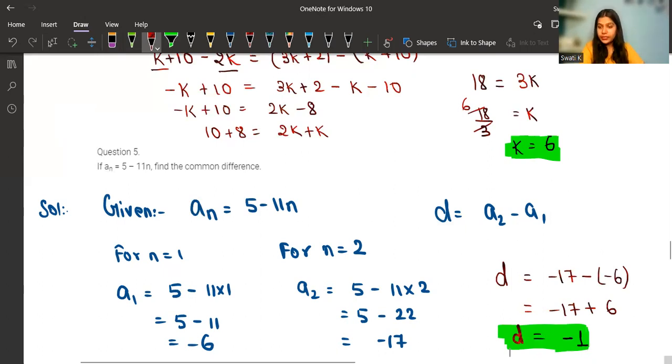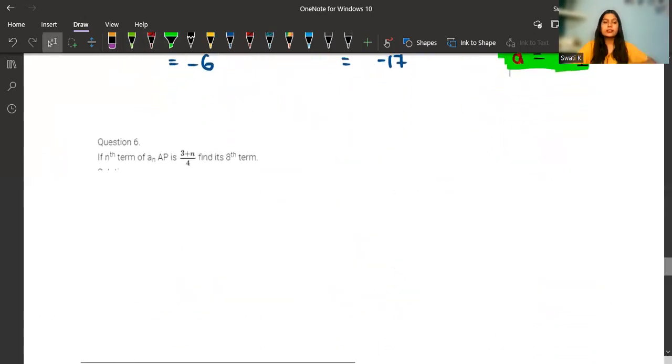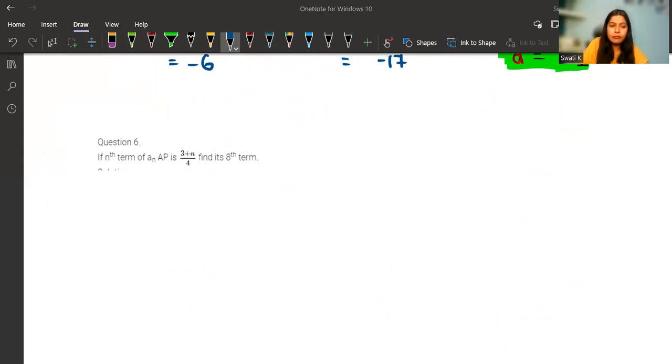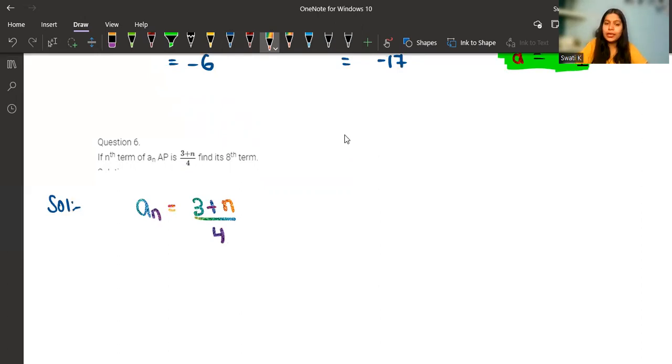All right, let's move to the sixth question, and that is this. If the nth term of an AP is 3 plus n upon 4, we have to find its 8th term, right? Very simple. Let's write down the given information. Okay, this time let me change the color. Let me use this rainbow color. So yes, we have been given the nth term, which is an equals 3 plus n upon 4. What do we have to find? We have to find the 8th term. That means simply we have to find a8. That means you just need to replace n with 8. That's it. So 3 plus 8 upon 4.